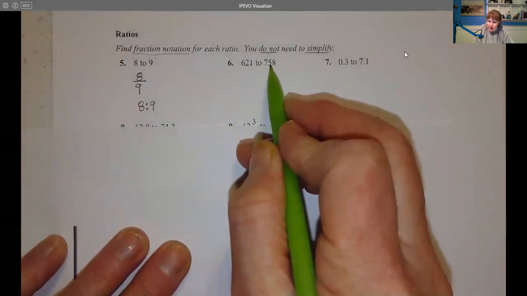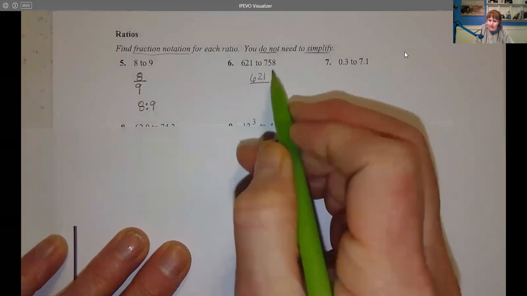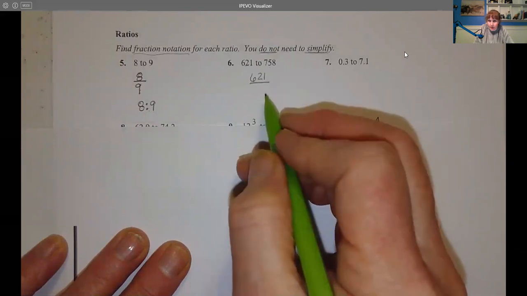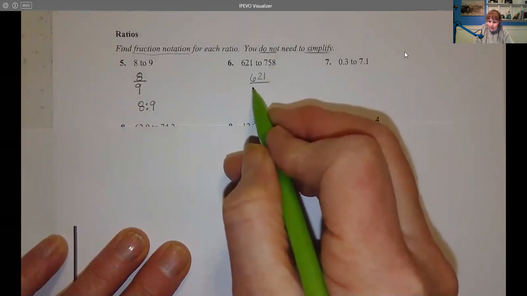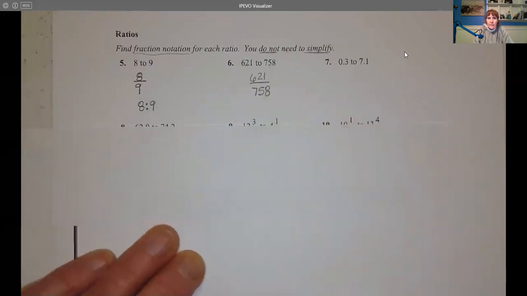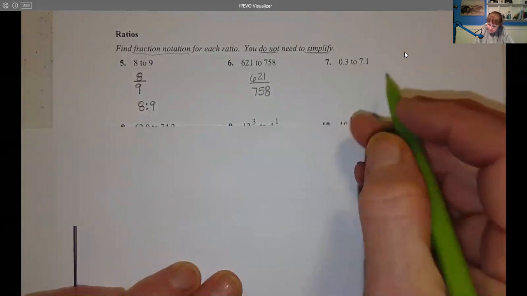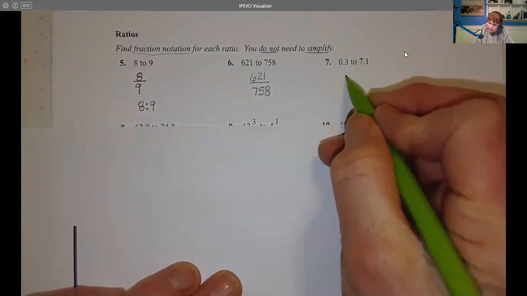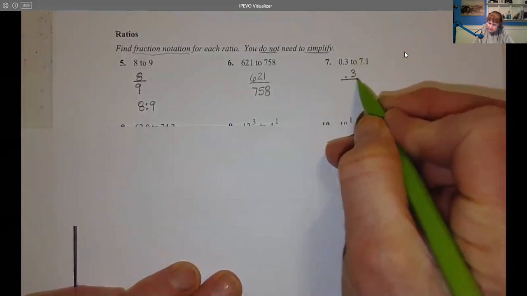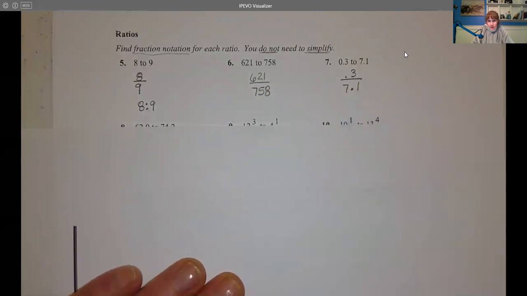621 to 758. So we're just learning how to write them. In sections 6.3 and 6.4, we'll be applying them into some story problems, but now we're just learning to write them. That's it. That's your answer, because we don't need to simplify. I don't know if you could or not. Well, let's go on to the next one. Okay, here, 0.3 to 7.1. That's it. If they wanted you to simplify, you'd do that, but you're done.